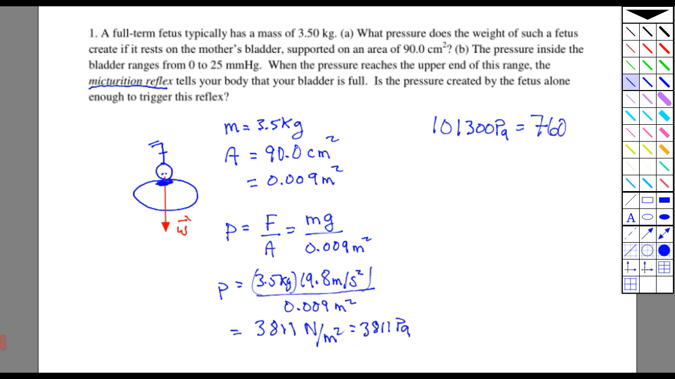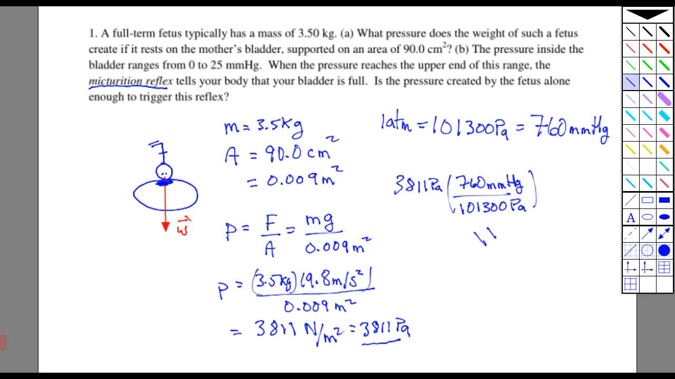760 millimeters of mercury. So this is 1 atm. So all we have to do is convert this 3,811 pascals to millimeters of mercury and see what we get. So 3,811 pascals, we multiply this by 760 millimeters of mercury. We divide by 101,300, or 1 atmosphere in pascals, and, well, this is equal to 28.6 millimeters of mercury. There we go.